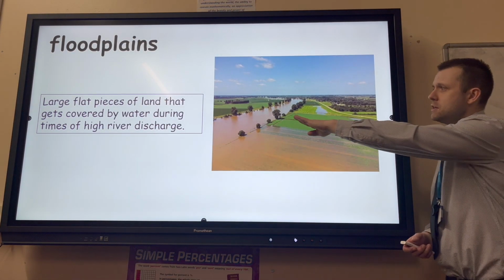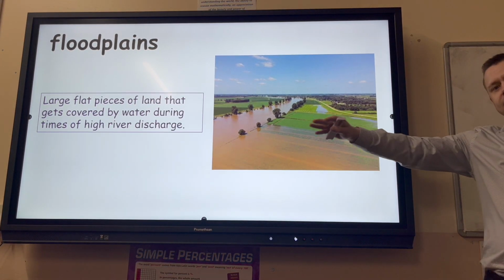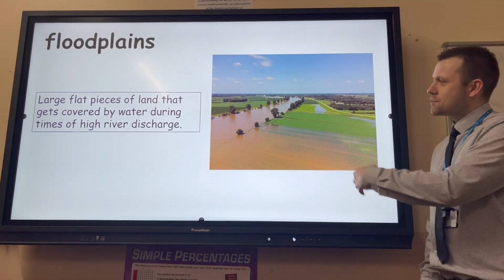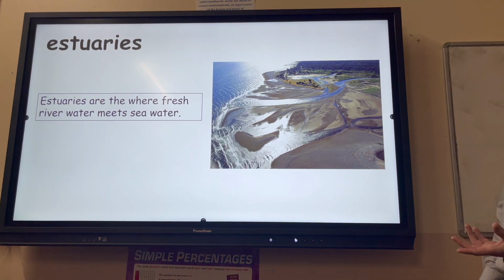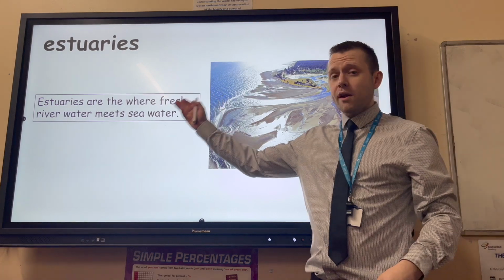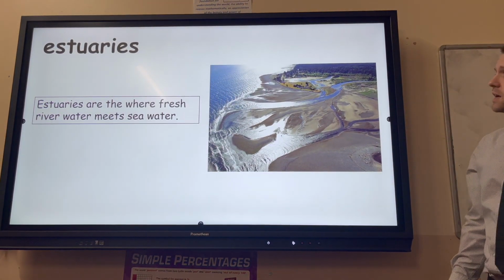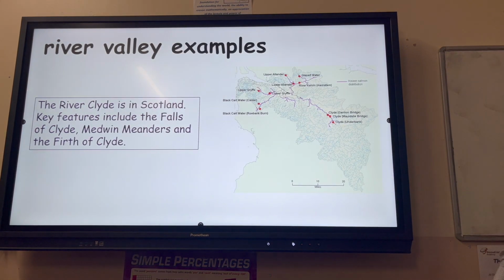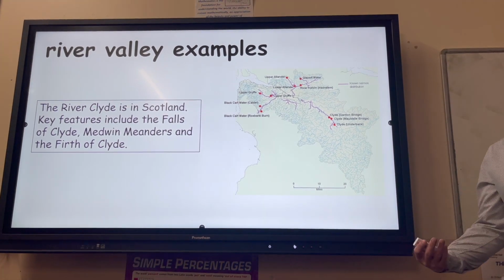However, floodplains carry on much further into the river valley, and they are large flat areas of land that the river naturally floods onto. So this is why they're liked so much by farmers, because they can farm on the fertile soils. An estuary is basically where the river flows into the sea, and it's known as where fresh water from the river meets the salt water from the sea, and the area in between where they mix is often called brackish.